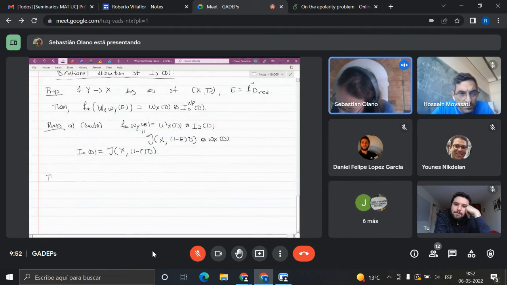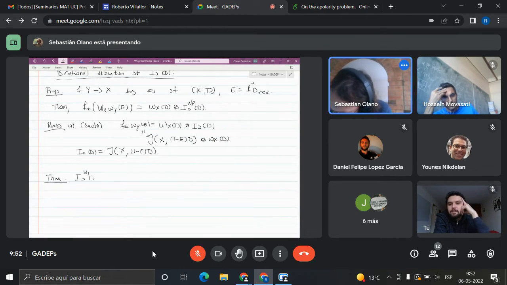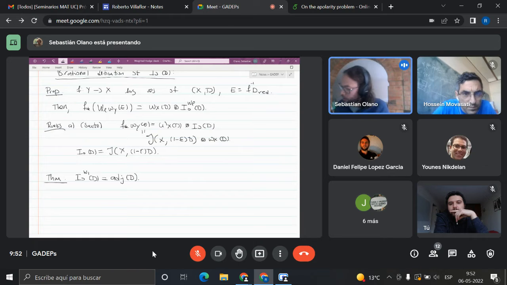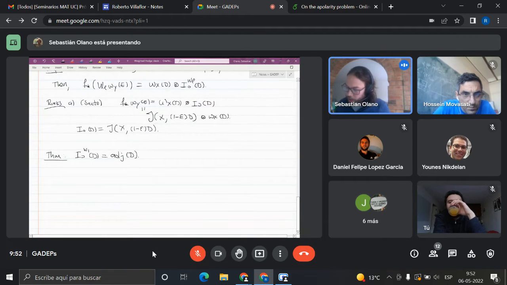And the second part, so this is a theorem, is that I_0 of weight n+1 D is the adjoint ideal. Okay, this is an easy result. It was somehow hinted by Budur and Saito, and some work of Budur, this relation between weight n plus 1 and the adjoint ideal. But in this way, this is a result that appeared in my paper. So these are the first two results.